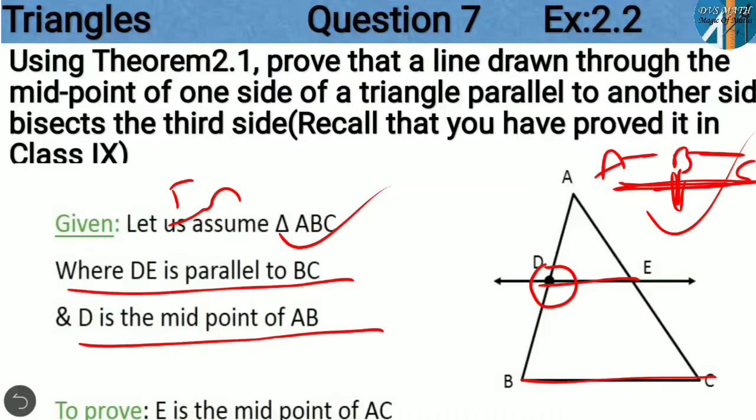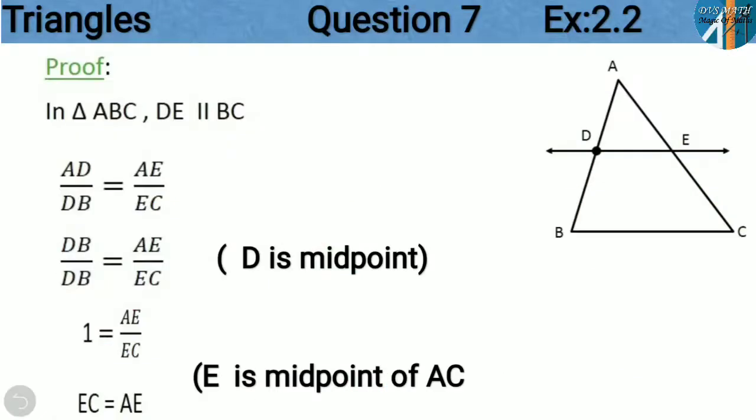So now what do we have to prove? E is the midpoint of AC. That means from this midpoint, if we draw a line to the other side and it intersects at point E, we have to prove that that point is also the midpoint of this line, that is AC. Clear? So let's move on. This is also very important.